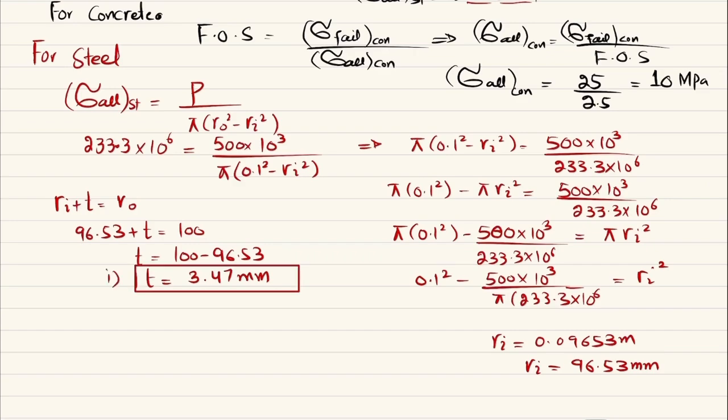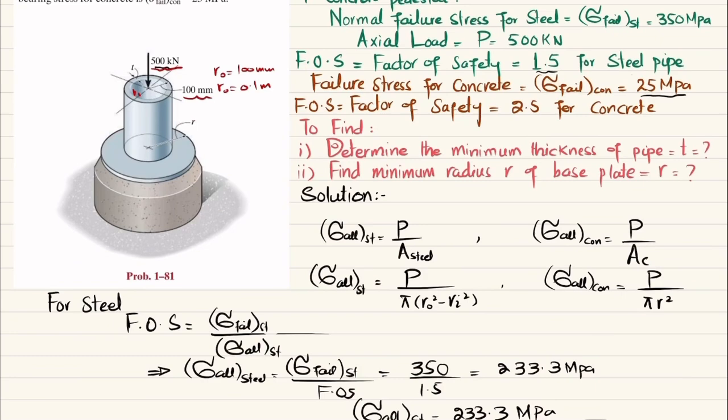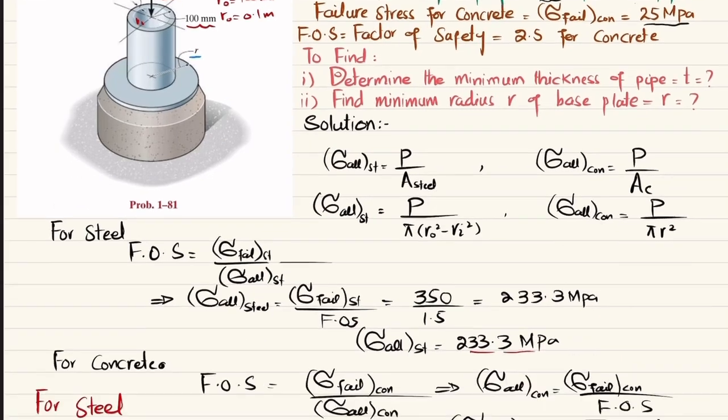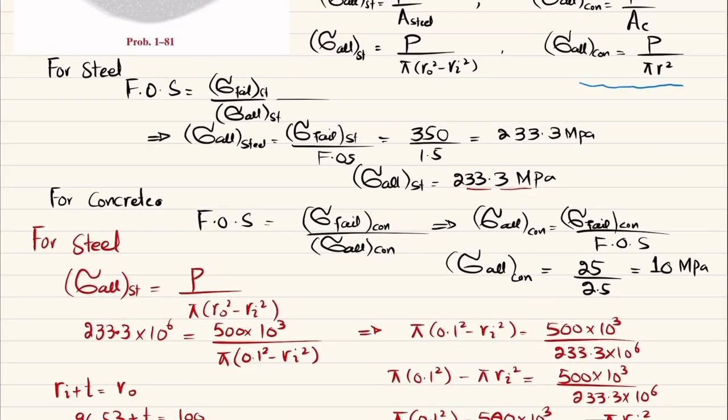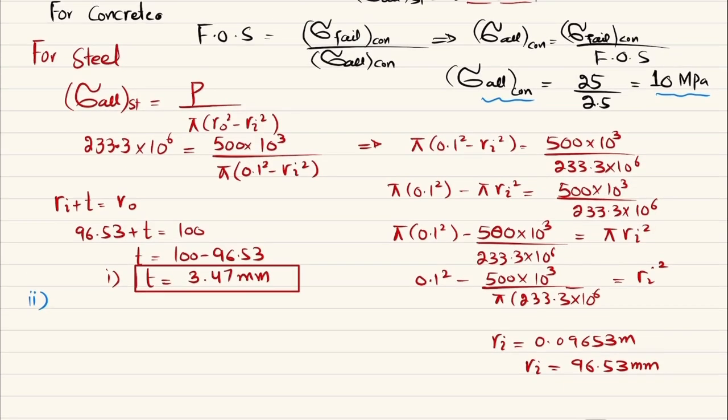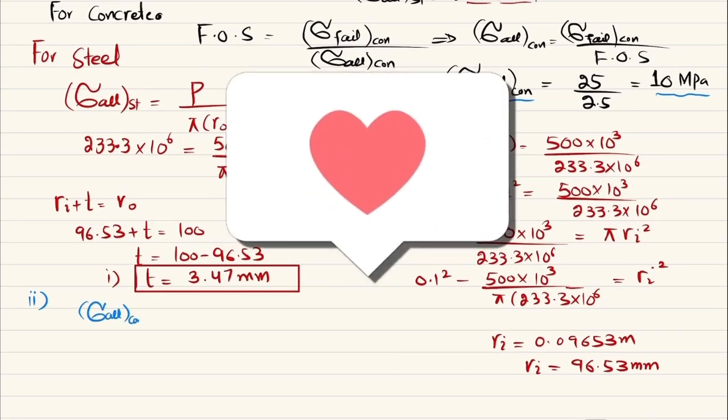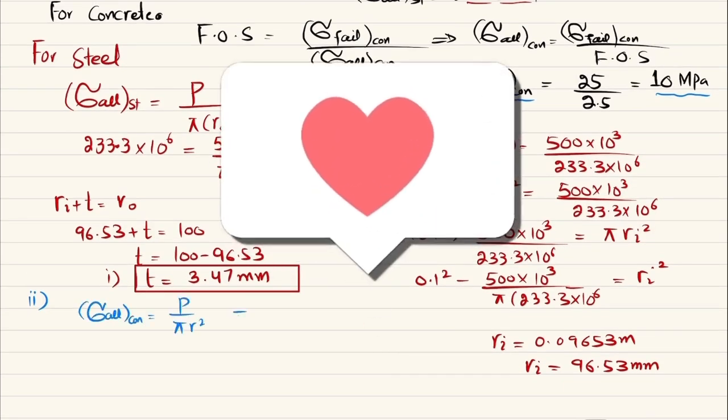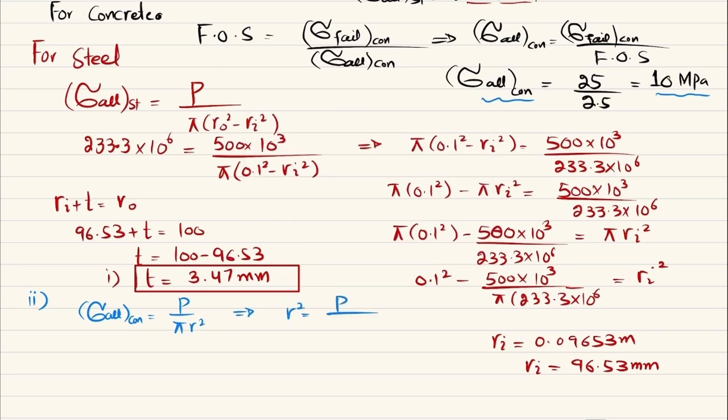Now we'll move towards the second part, and in the second part we have to find the radius of this base plate. So we know that we use this formula, and allowable stress for concrete is 10 megapascal. So allowable stress in concrete is equal to P divided by pi R square. So from here R square will be equal to P divided by pi into allowable stress for concrete. So put the value, P is 500 kilonewton. So 500 into 10 to the power 3 divided by pi, and allowable stress is 10 megapascal, so 10 into 10 to the power 6, will be equal to R square.